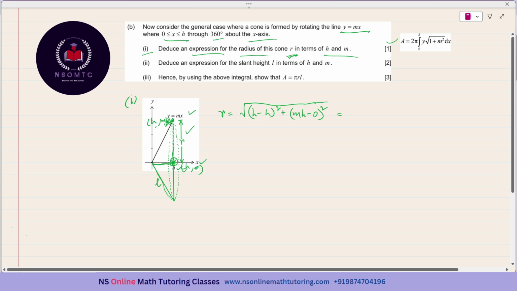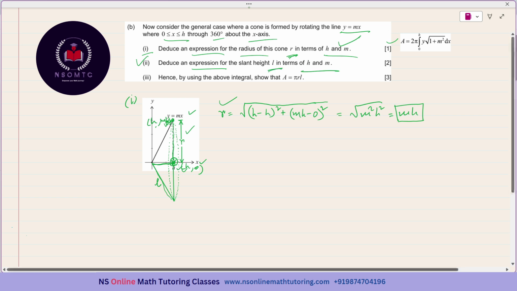So this is the square root of m square h square, which is equal to mh. Okay, so this is the answer for the subpart I. The r's value is mh in terms of m and h. Now deduce an expression for the slant height L in terms of h and m.